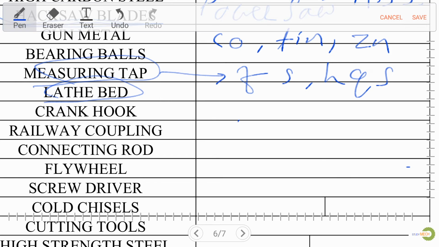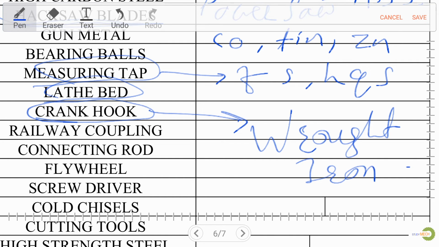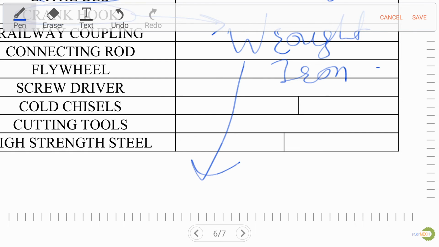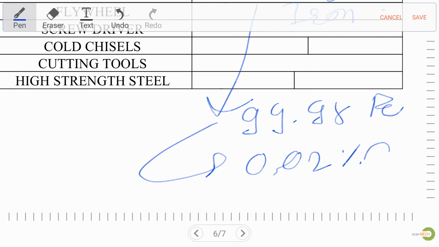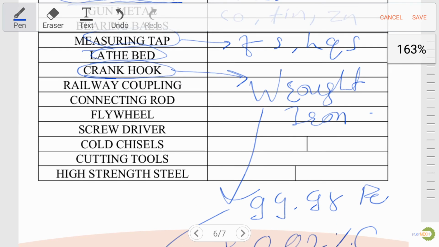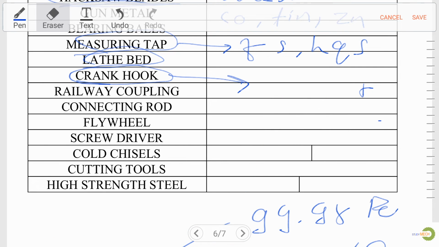Now let's move to the next detail. Crank hook is made of wrought iron, wrought iron. And for wrought iron we have to remember, wrought iron is 99.98% iron, Fe, and 0.02% carbon. Remember these values. Now let's move to the next detail. Railway coupling is also made from wrought iron. Next is connecting rod. Connecting rod is made from medium carbon steel.